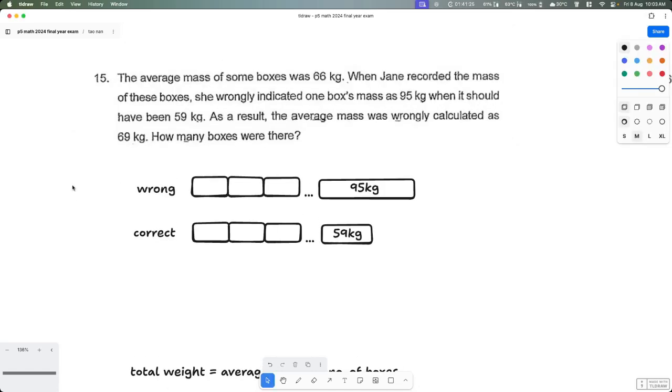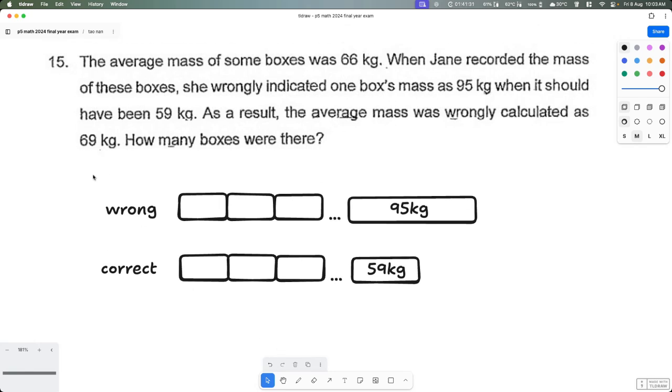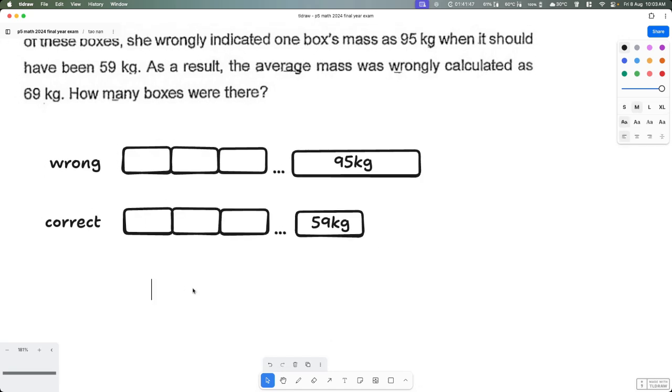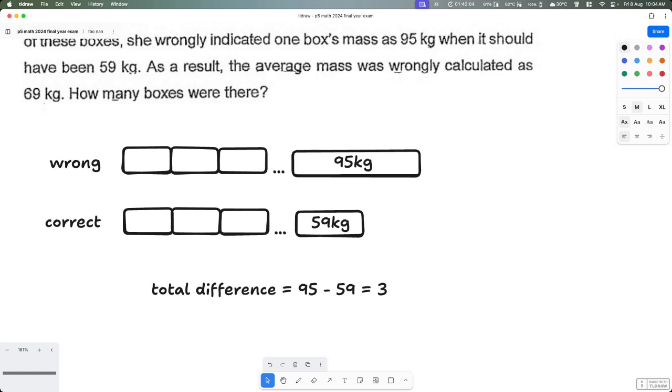All right, so what I'm going to draw is some visualization to better understand this. We know that everything is correct except for one box. So the wrong calculation is 95 kg instead of 59 kg. There is a number of boxes equally, but it's just one box that's different. So the total difference is 95 minus 59, which gives us 36 kg.